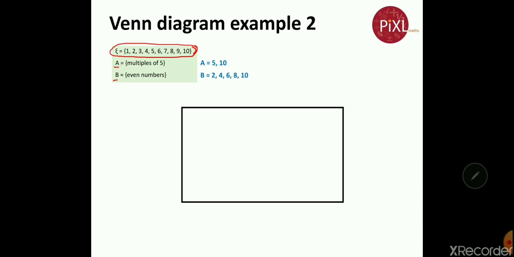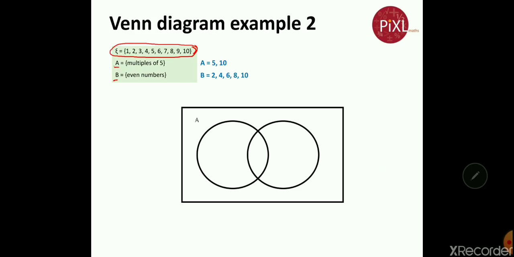Now, let's represent these. Okay, so we have A, we have B. Now we're going to look at what goes right in the middle. Now we look at each set and we look, is there any overlap? Do they have any of the same elements? Well, yeah, they both have a 10. So we're going to put the number 10 in the middle. Then we look at the rest of set A. Just 5 is by itself in set A. Okay. And then we put all the rest that are by themselves in B. So we have 2, 4, 6, 8.